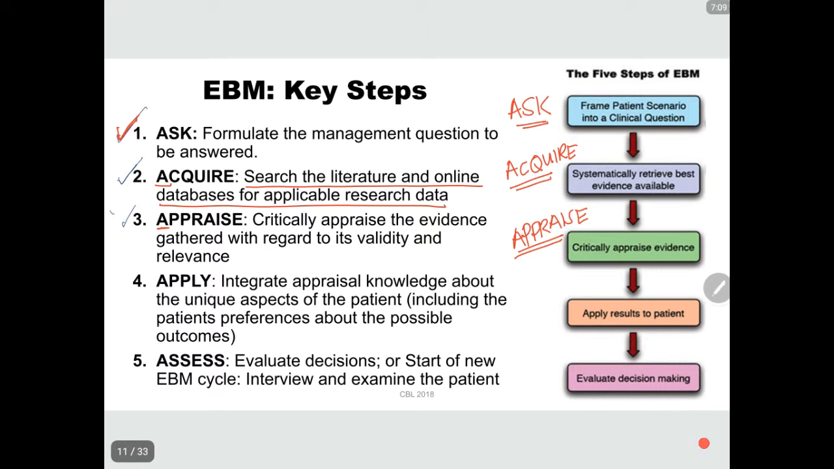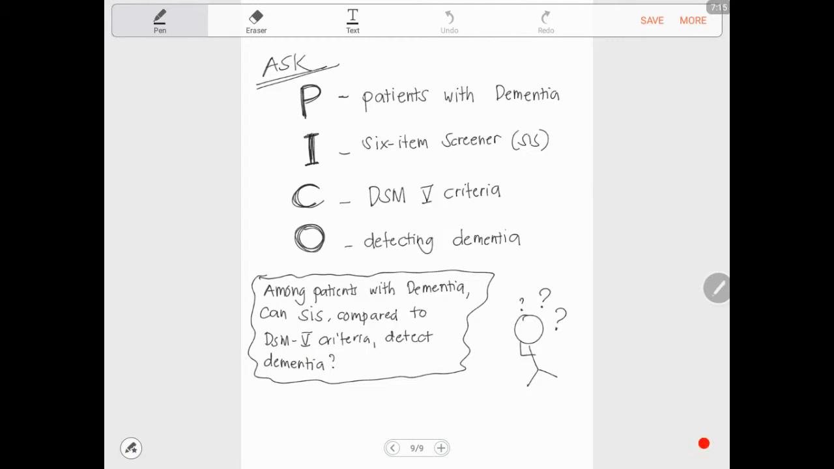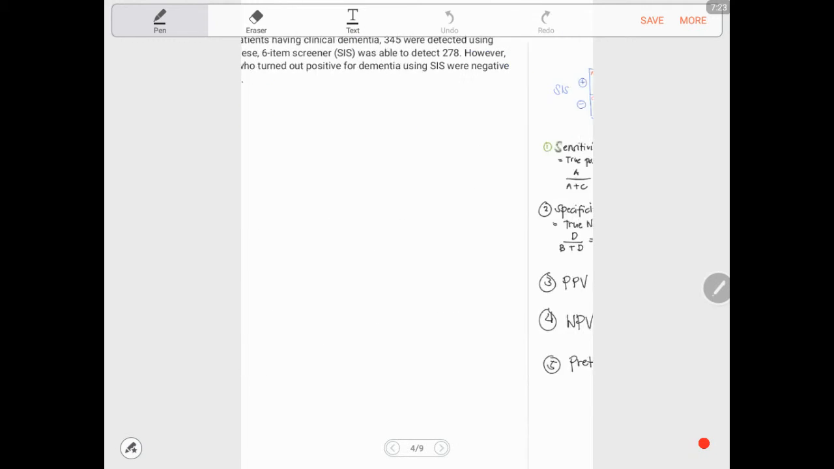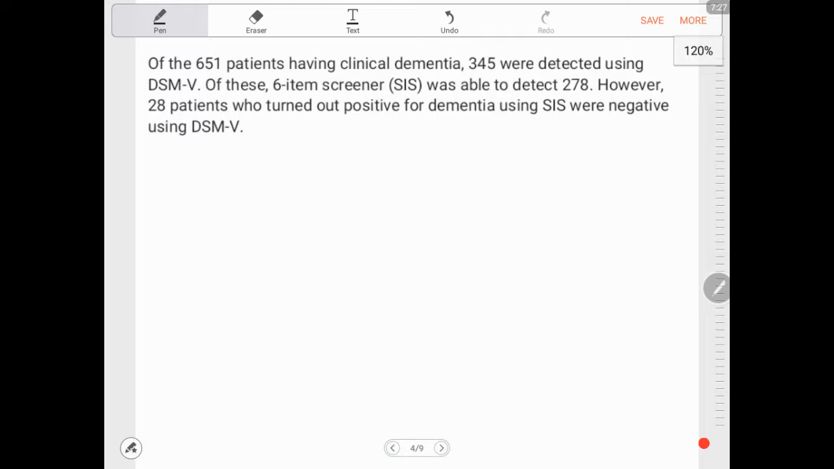With appraisal, say for example, you already found an article containing all of these elements. So you have that particular question. Then, when you were reading the journal, this is what you saw.